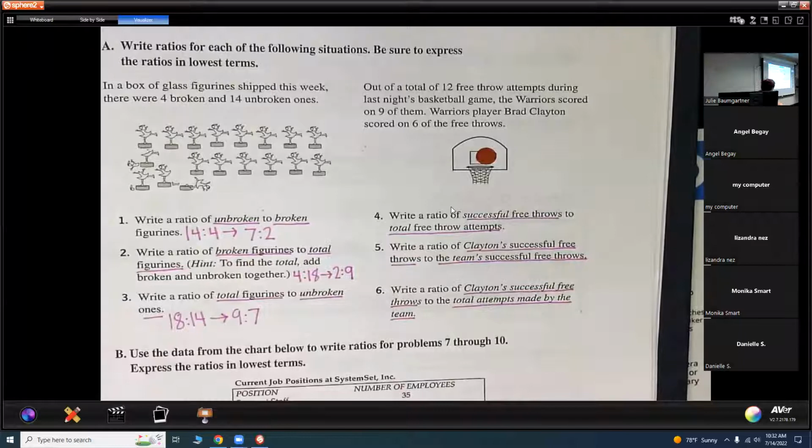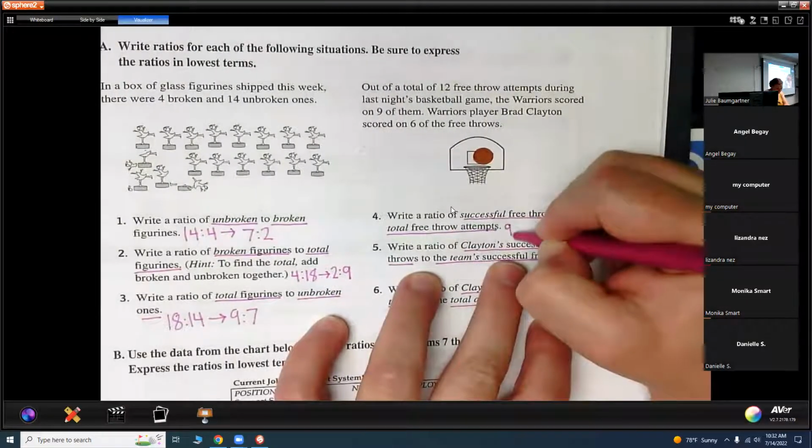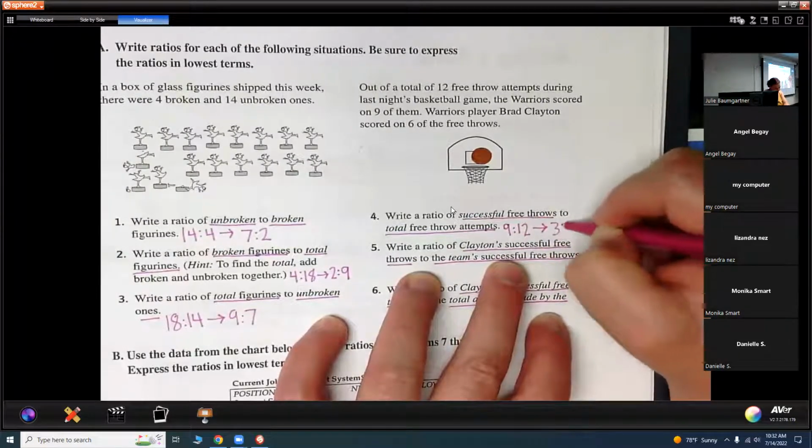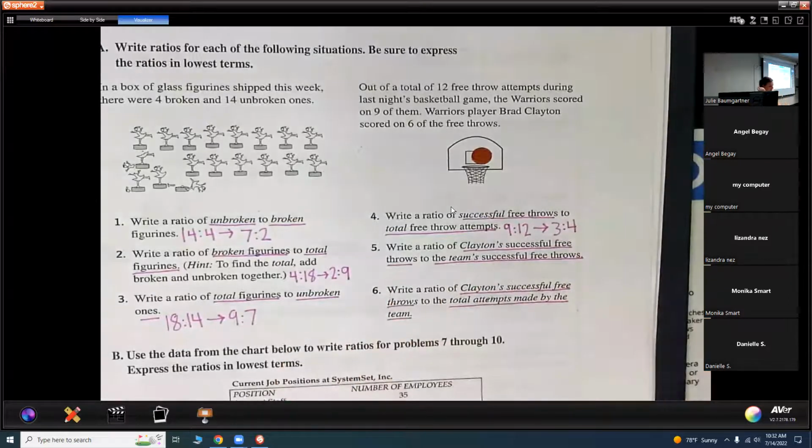Awesome, okay. Out of a total of 12 free throw attempts during last night's game, the Warriors scored 9 of them. Warriors player Brad Clayton scored on 6 of the free throws. So what was the successful to total attempts? Good, can we reduce that? Good. So for every 4 free throws, they made 3 of them.